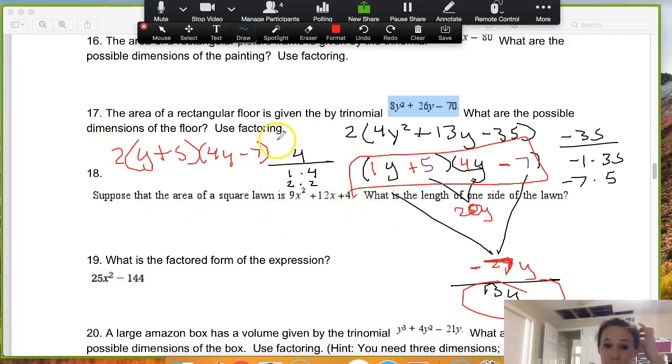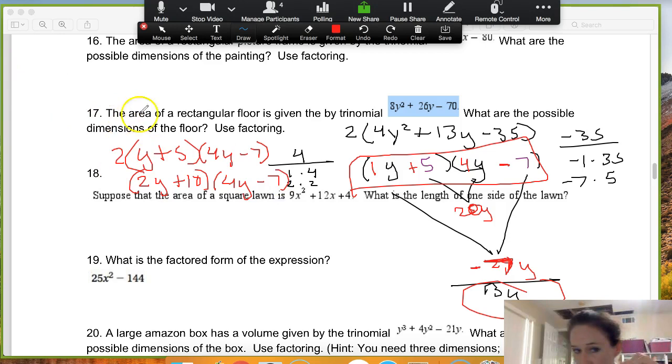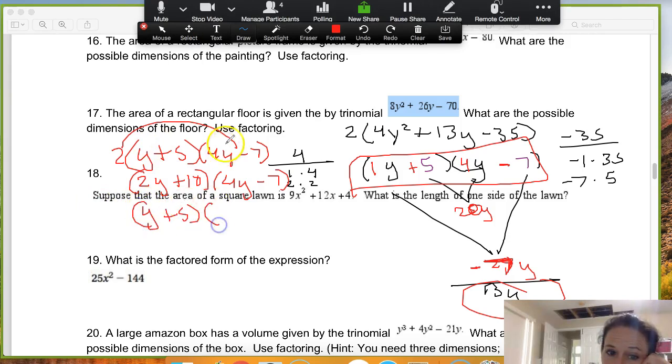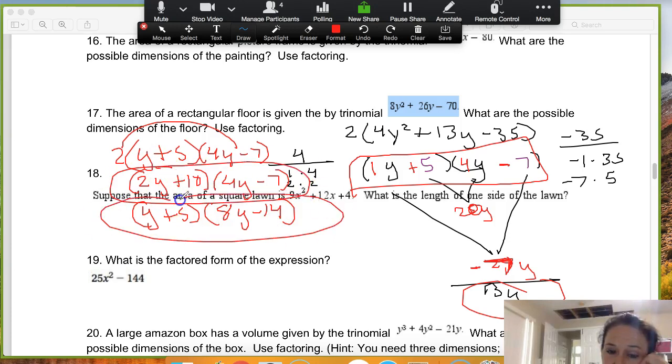So here's the thing. The possible dimensions for the floor, you could multiply because the floor is rectangular, you only have 2 dimensions. So multiply this back in. This could be 2y plus 10. So possible dimension would be 2y plus 10 times 4y minus 7. Or if you wanted to, you could multiply the 2 in here and not in here. You could also have y plus 5 times, this would be 8y minus 14. So either of these would be possible dimensions. Either of those would be valid answers. All right, guys?